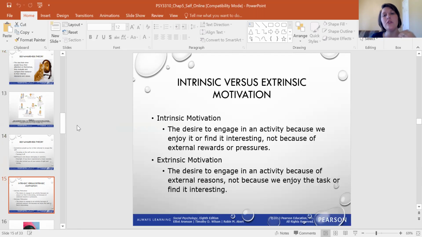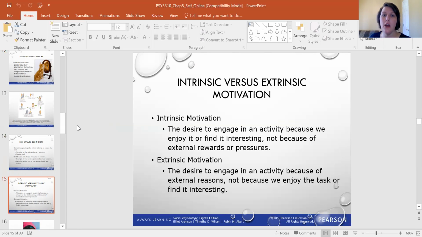It's the same idea. So intrinsic is we like to do something because we like it. We find it interesting. It makes us happy. We don't do it because of money. We don't do it because of pressure from our parents, or pressure from a friend, or pressure from a social group. We do it because we like to do it. Reading is a really good example of this. So some people just love to read. They like to read. They don't need somebody telling them to read. They don't need somebody paying them, or finding an external reward like good grades, for example, to read their textbook. They just read because they like to read.